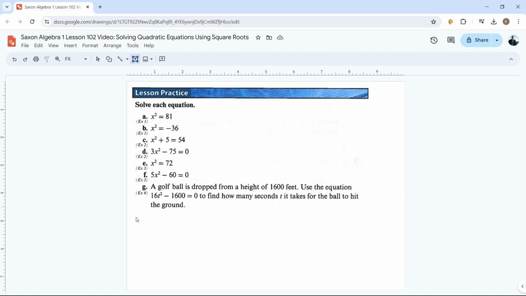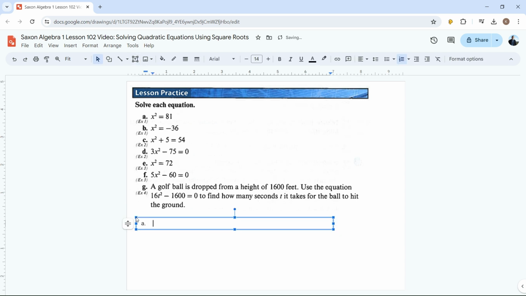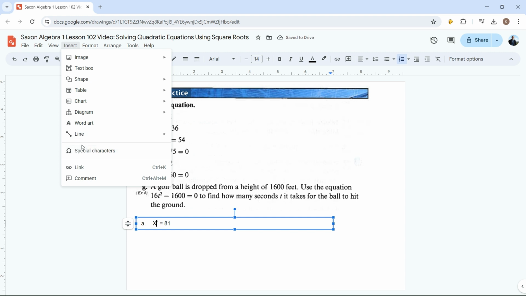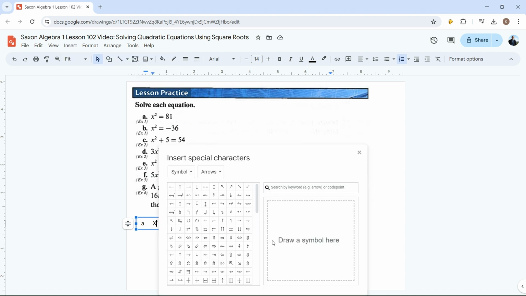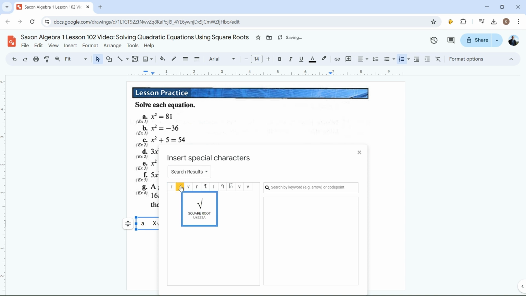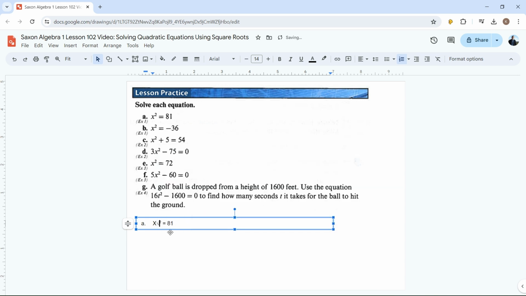Well, all I need to do to solve the equation x squared equals 81 is take the square root of both sides. So I'm going to go ahead and grab my square root symbol here. We're going to make a lot of use of this. And I'm going to copy that and we'll use it again and again. So we're going to do the square root of x squared equals the square root of 81. Notice what I did to both sides here.